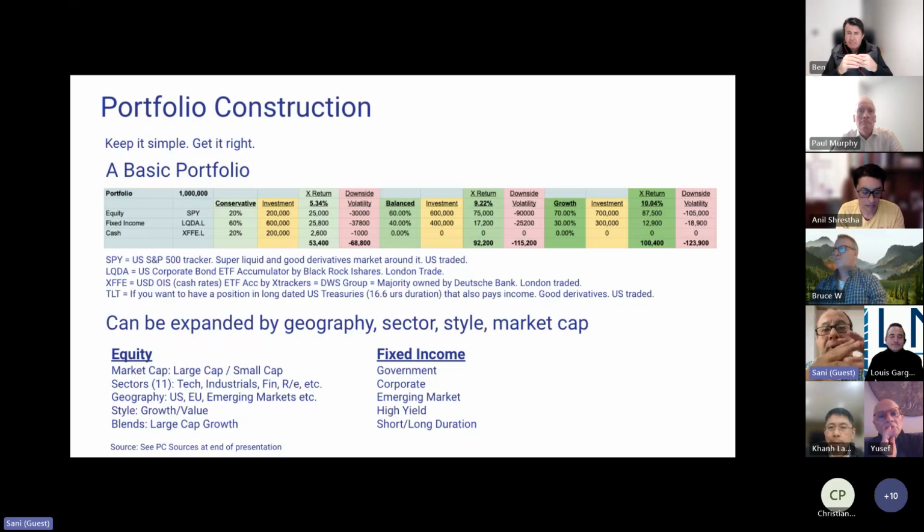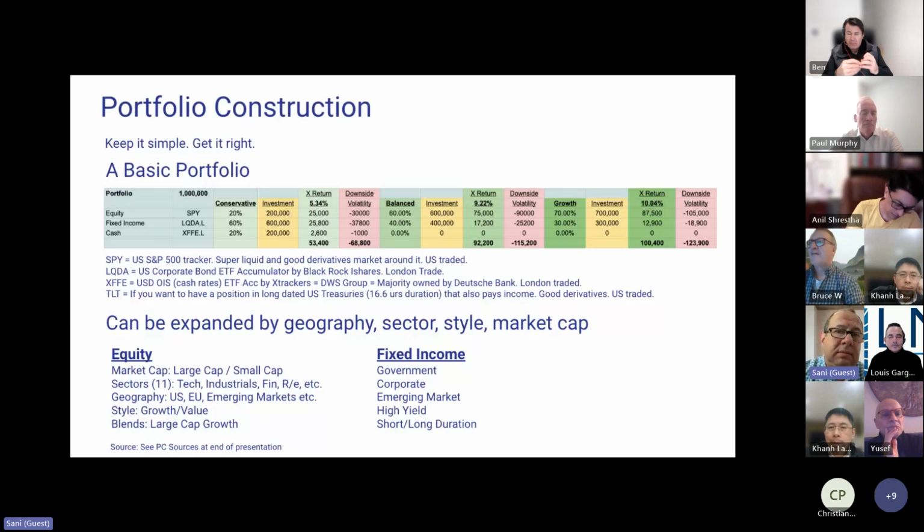This is what I call my core portfolio. This is the bulk of my assets. And so what I do here is I just keep it simple. I have 3 lines. My equity, I use an ETF. The SPY is the symbol. That's the State Street S&P 500 ETF. It's super liquid. For the fixed income, I use an ETF. It's actually quoted in London, LQDA. It's basically corporate debt, US dollar corporate debt.